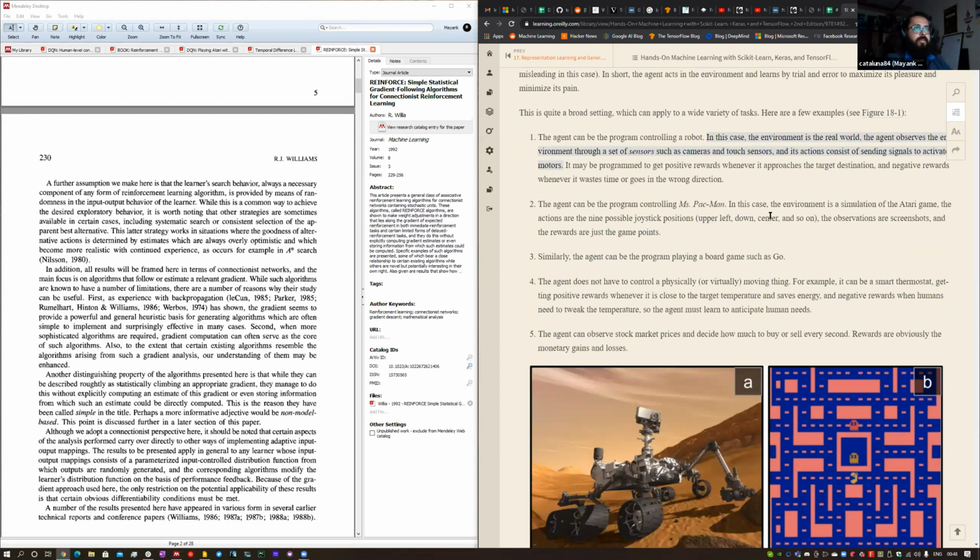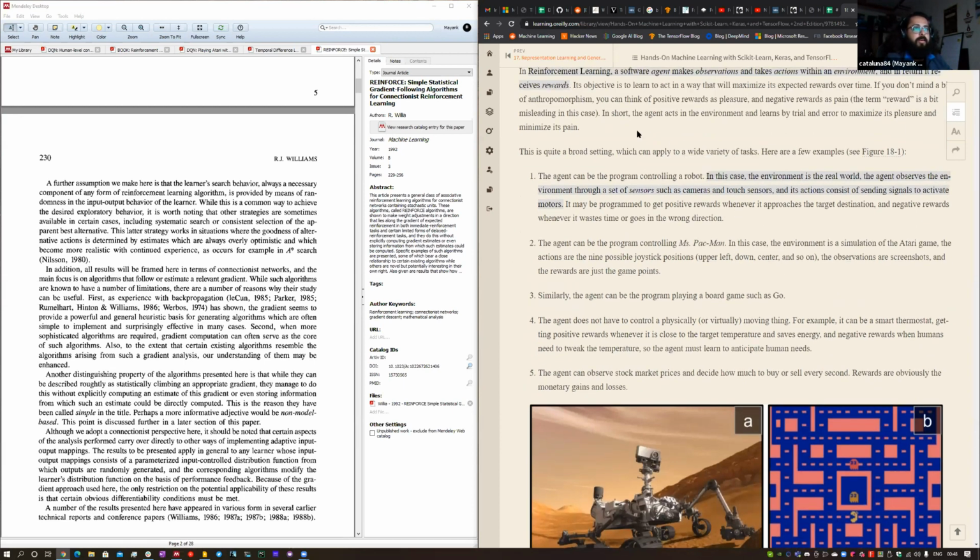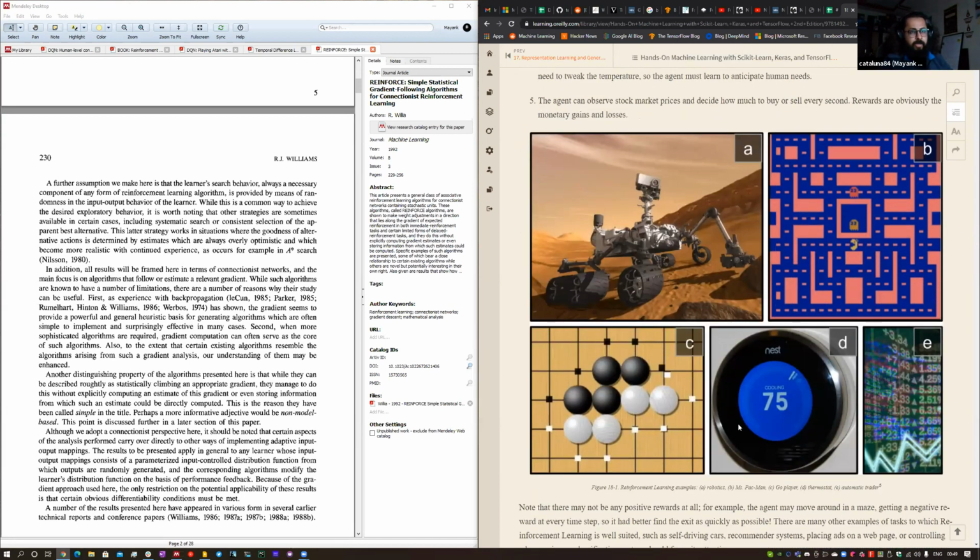And here, the agent has to act in the environment, and they have given five different environments. The first is robotics. Second is Pac-Man, a 2D board game. This is a complex environment. The third is the Go player. The fourth is the thermostat, and the fifth is the trader system, the stock market.